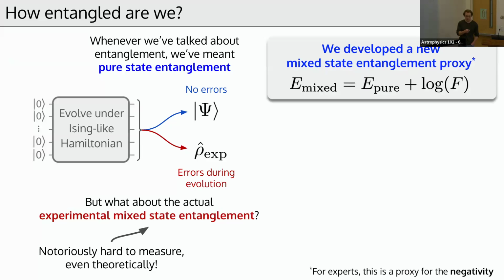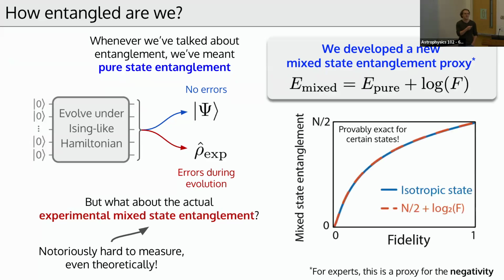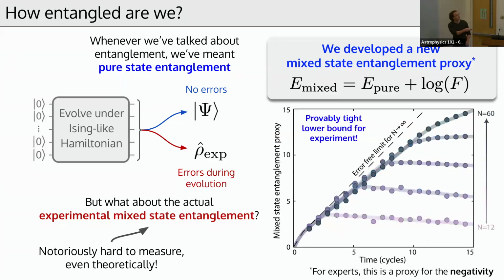than pure state entanglement. You can actually prove that this is exact for certain states, so for isotropic states, and you can prove that it is exponentially tight as a function of system size for generic quantum systems, including ours. And we can show with error model simulation as well that it's an extremely good estimator. And so we can really, for the first time, show the actual mixed state entanglement entropy growth in an experimental system with up to 60 atoms reaching the volume law entanglement state.